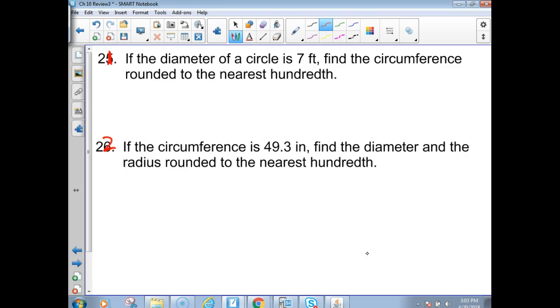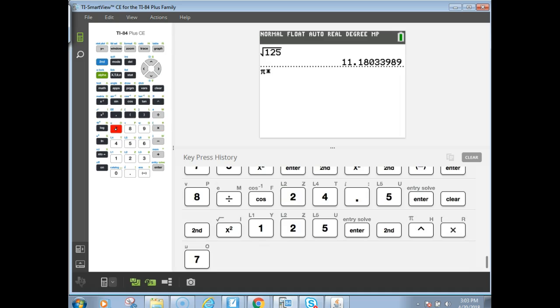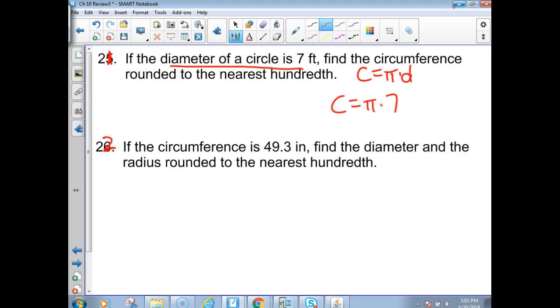Okay, that's better. If the diameter of a circle is 7, find the circumference of the circle to the nearest hundredth. Circumference is pi times the diameter. You've been given the diameter is 7, so the circumference is pi times 7. Couldn't be easier than that when you're given the formula. So we hit pi times 7. We got 21.99 to the nearest hundredth. And that would be in feet.